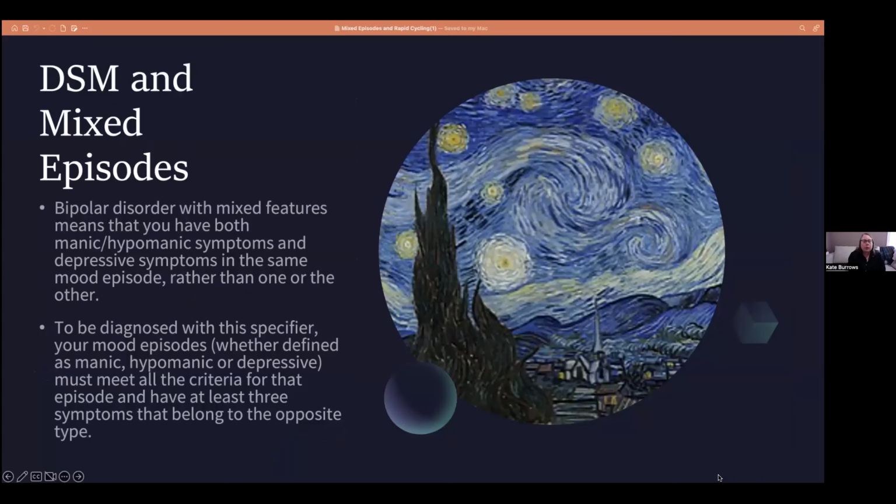So if you recall, when you have a typical mood episode, you're either mostly manic or hypomanic or mostly depressed, most of the time, most every day of the week. To be diagnosed with the mixed episode specifier, whether defined as manic, hypomanic, or depressive, you must meet all the criteria for that episode and have at least 3 symptoms that belong to the opposite type.